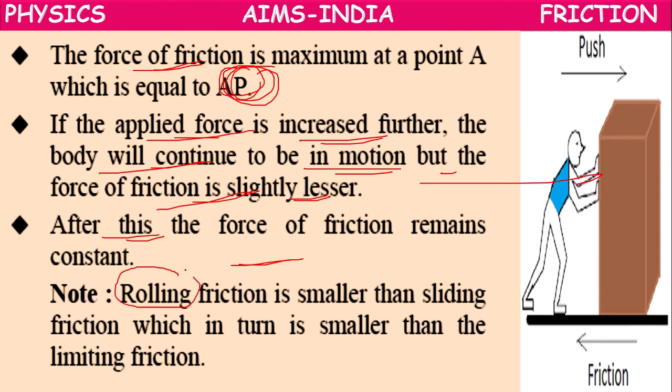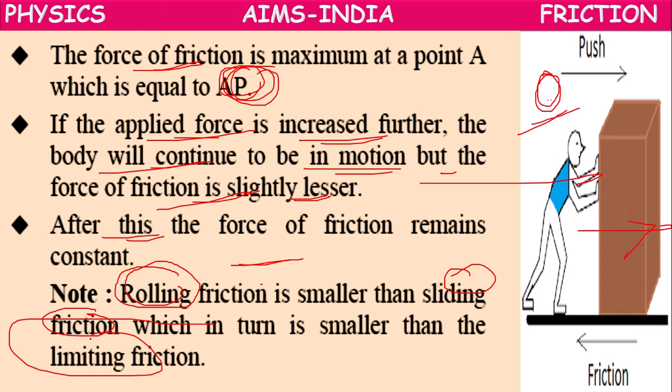So here, children, rolling friction is smaller than sliding friction, because here a box is sliding, so at that time we have some friction. Suppose a ball is rolling: this rolling friction is always less than sliding friction, and sliding friction is less than limiting friction or static friction.